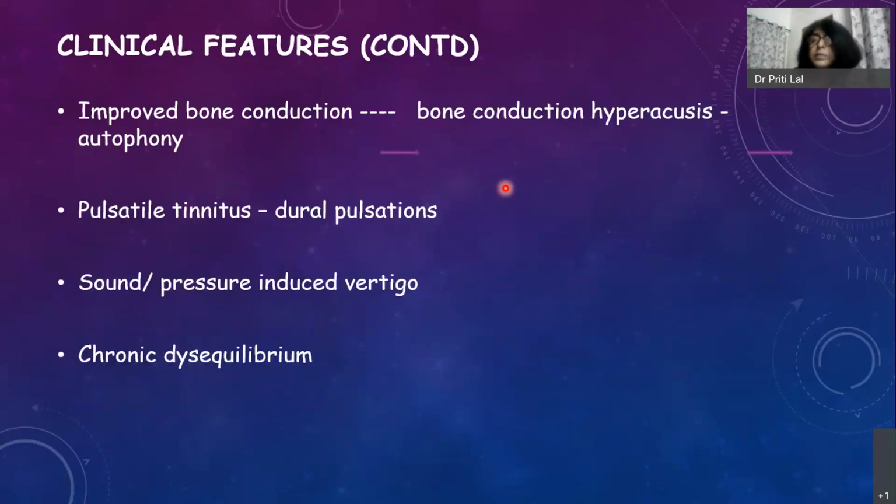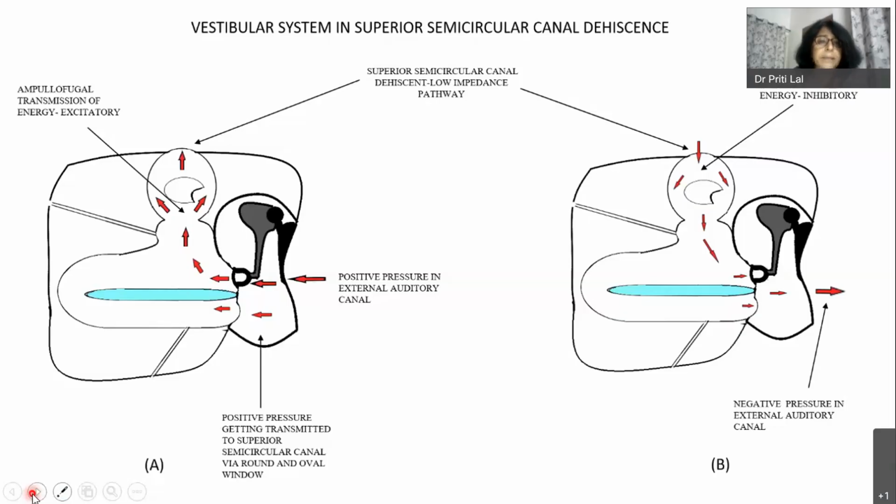And sometimes the manifestation is as bizarre as the patient telling us that he can hear his eyeballs move within the sockets, or he can hear his knee joints move when he is walking. The patient may present with pulsatile tinnitus due to dural pulsations, or there may be vertigo, which is induced by sound or pressure. Why does that happen?